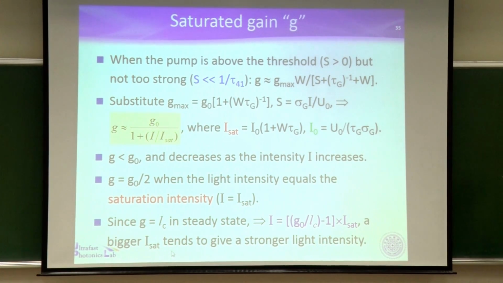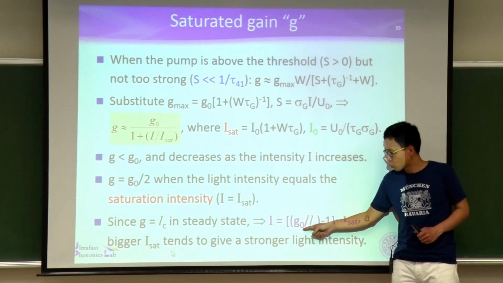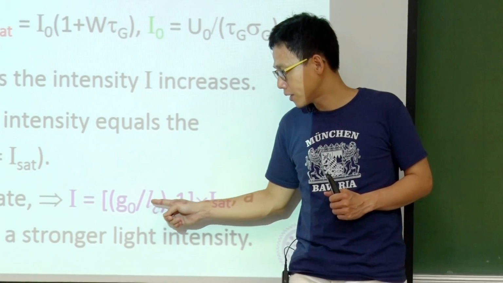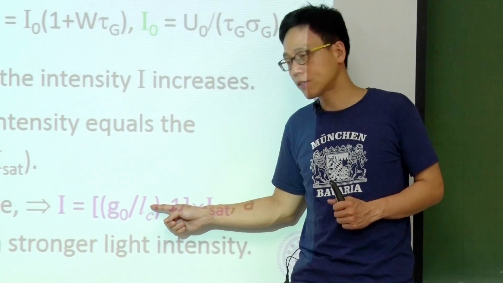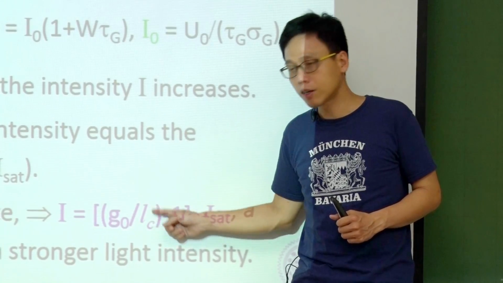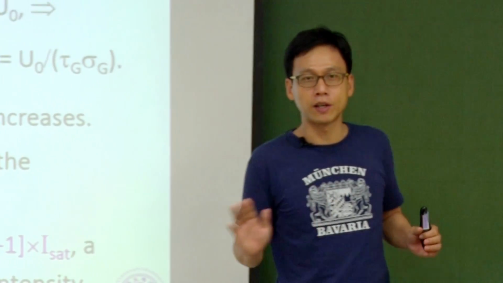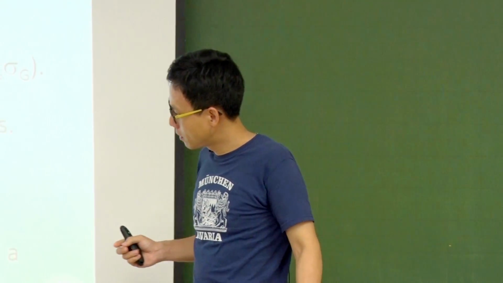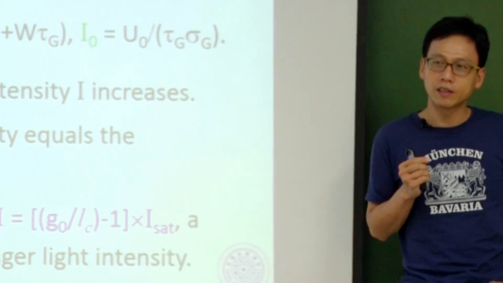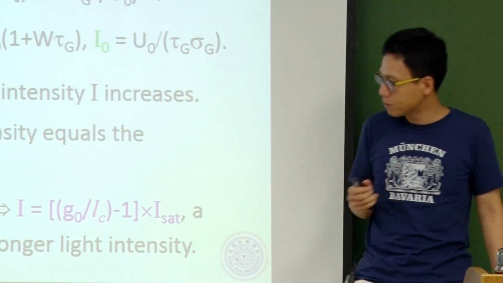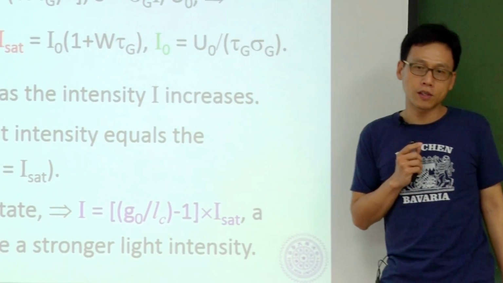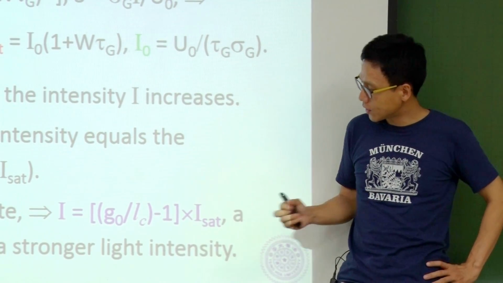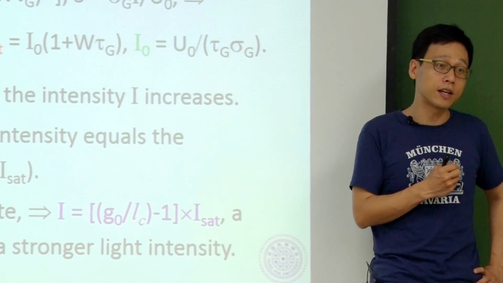positive. So you can see there is a threshold that you have to pass through. G0 at least has to be the same or even larger than the cavity loss. Otherwise, there is no lasing. You cannot have steady state light intensity by just looking at this formula. And if you have stronger pump, you have stronger small signal gain, then this factor can be larger. So in steady state, you have higher intensity.